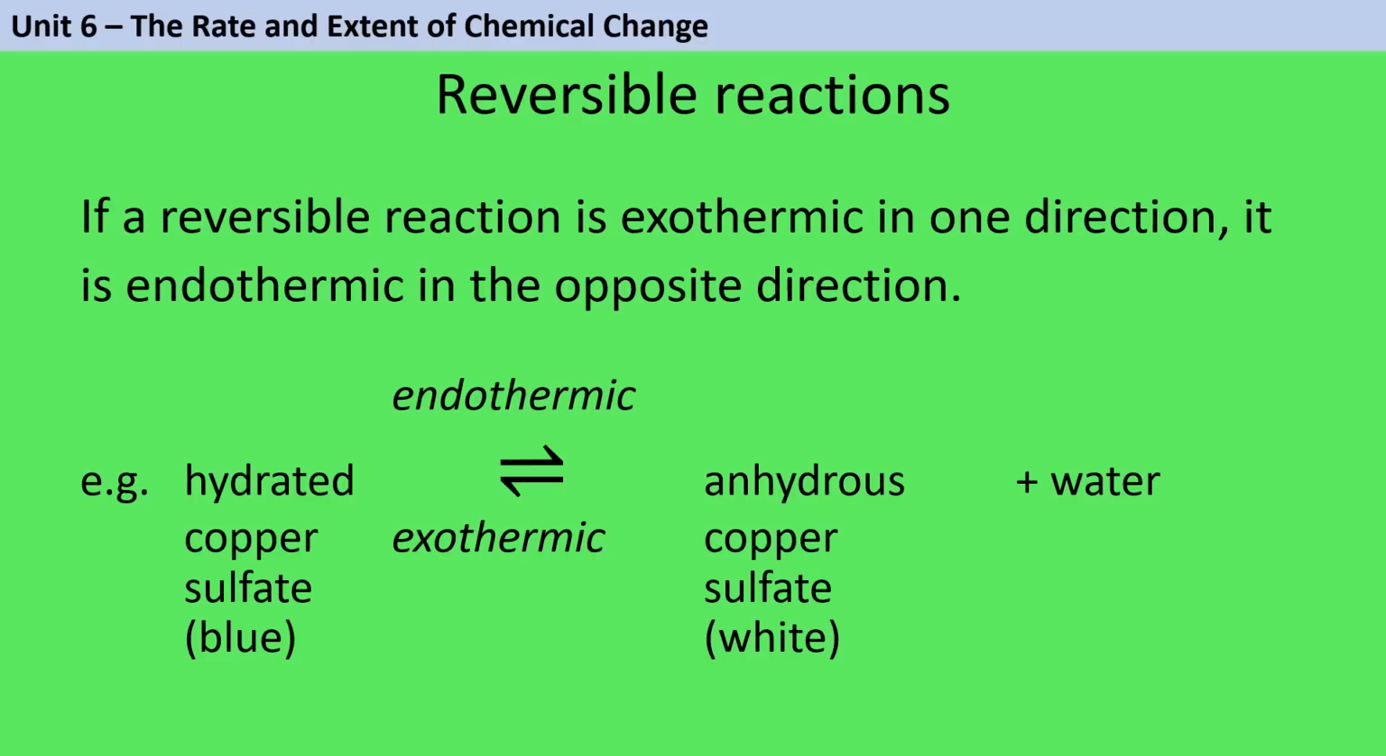If you heat up some hydrated copper sulfate, which is blue, you can make a white powder called anhydrous copper sulfate, and that's an endothermic process. You have to heat it in order for it to happen. If you take some anhydrous copper sulfate and you add some water to it, then you can turn it back into the hydrated copper sulfate, and this is an exothermic process. It will get hot on its own.